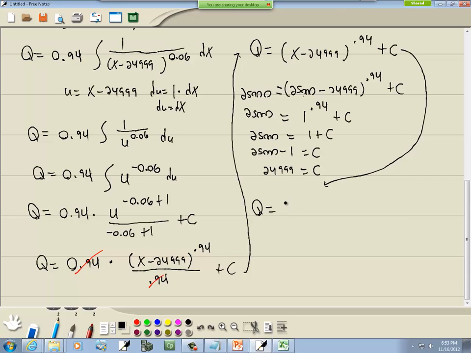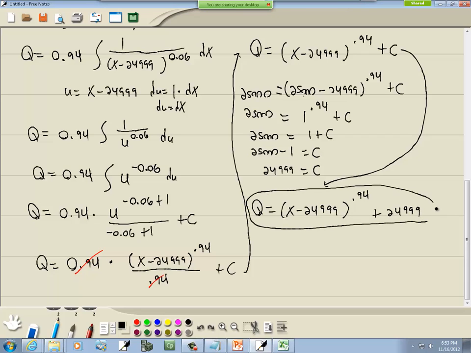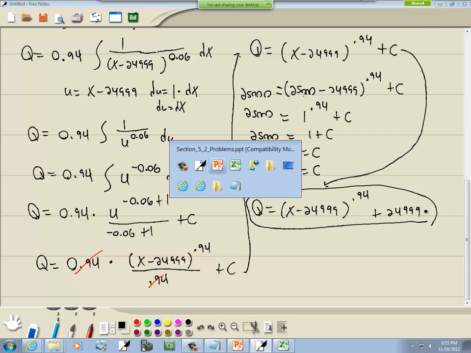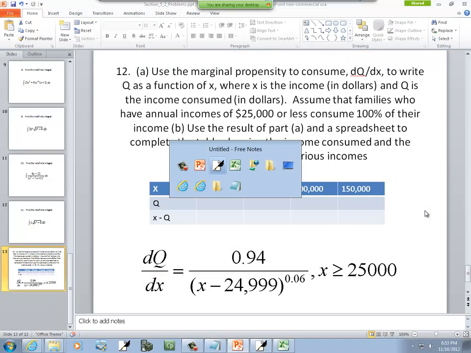So q is going to equal (x minus 24,999) to the 0.94 power plus 24,999. That's the first part. They want us to find that. Then they want us to do the second part in a spreadsheet. So let's come over here.